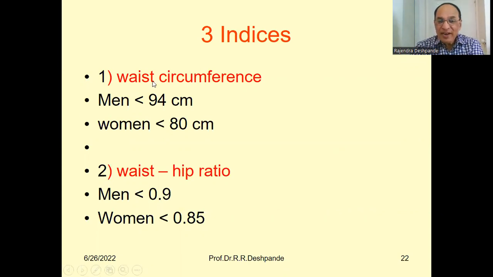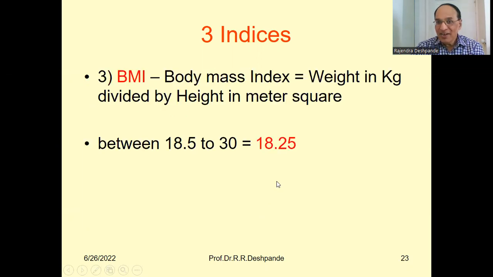In men, this waist should be less than 94 centimeter, and in females it should be less than 80 centimeter. This is called waist circumference to check your weight. Then waist hip ratio, in men less than 0.9, and in women it should be less than 0.85. Third index is body mass index, BMI, that is weight in kg divided by height in meter square. This is the formula.